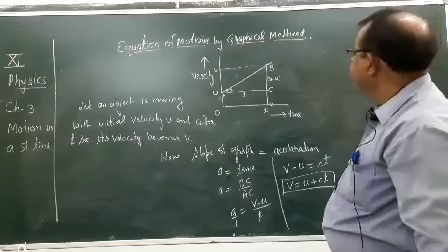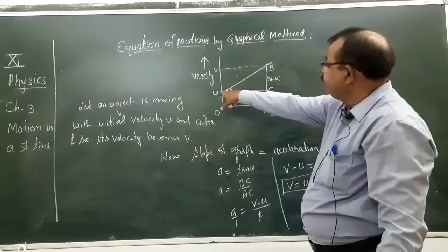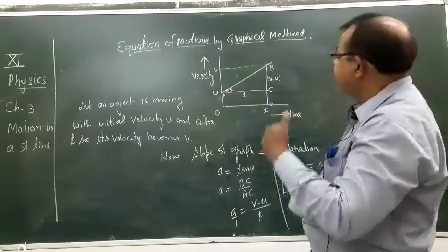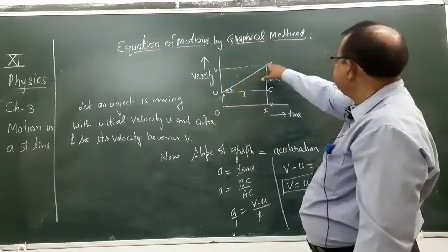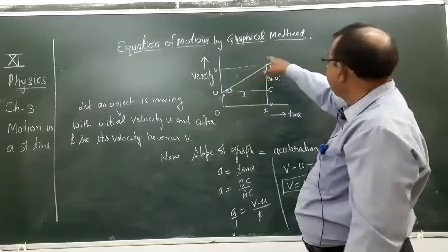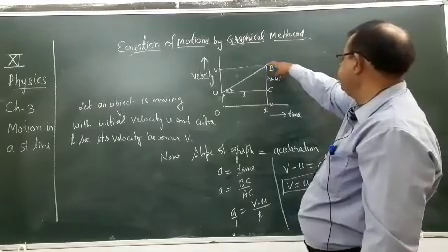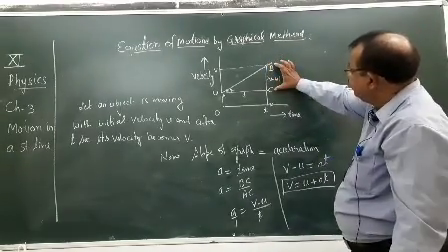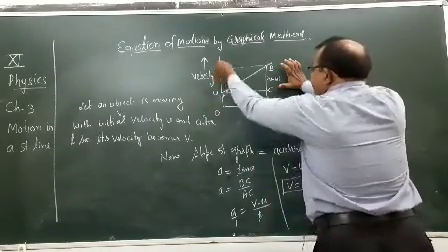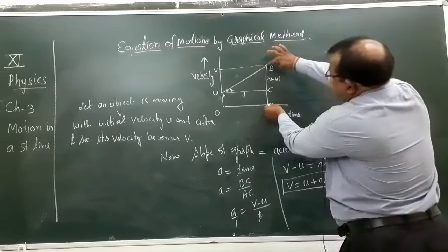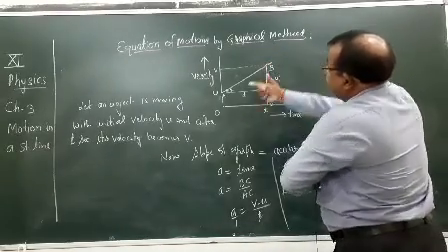In this graph, suppose object is moving, its initial velocity u at this point, A point. After t second, velocity is increasing. After t second, this object reaches at this point B, and at point B its velocity becomes v. This is final velocity. So this distance will be v minus u. Why? O to this point is v, and D to B this distance is v and this distance is u. So this will be v minus u, right? And AC is t.